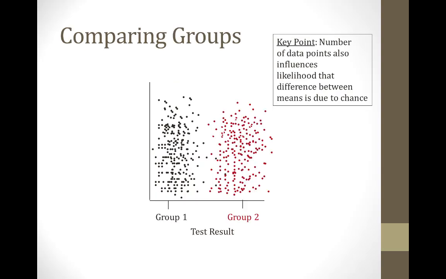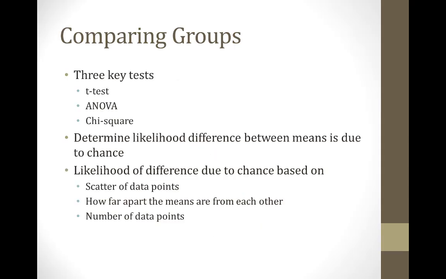Now let's talk about the number of data points. So here I've got group 1 on the left and group 2 on the right. And in this example, there is a fair amount of scatter of data, but I've got so many data points that it's becoming much more clear that group 1 really probably does have a mean over here on the left, and group 2 really probably does have a mean over here on the right. So the number of data points also influences the likelihood that differences between means are due to chance. If you have just a few samples, it's very hard to get the likelihood that the difference between groups is due to chance to be very small. But if you have a lot of samples, it's easier to get the likelihood that the differences are due to chance to be small. So I showed you all that to help you understand the rationale behind tests of significance.